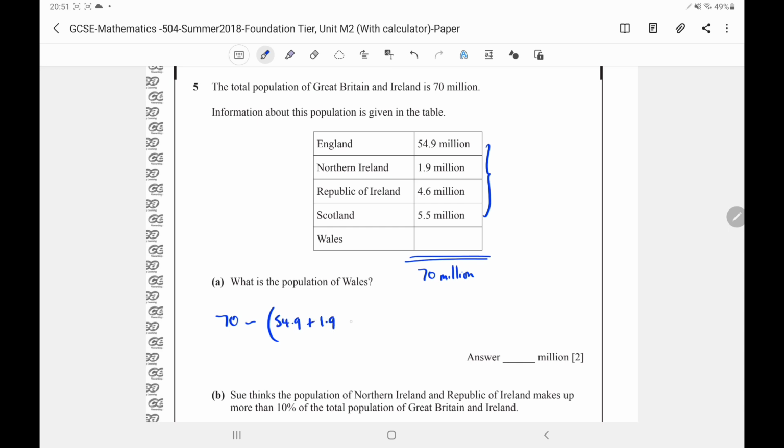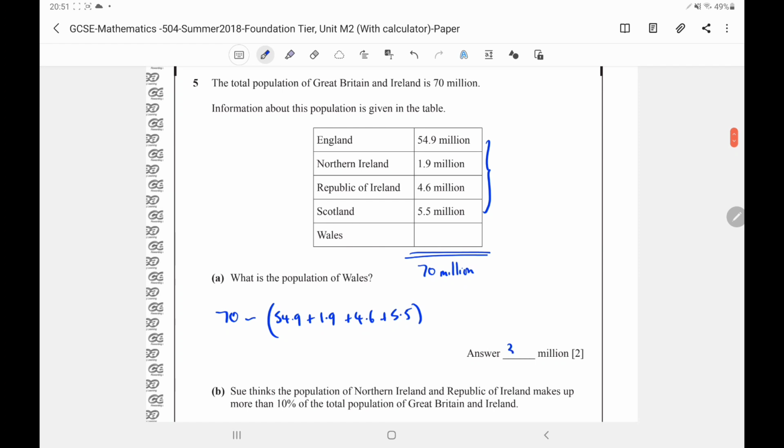So when you add these up, 54.9, 1.9, 4.6 and 5.5, and then subtract from 70, you should get 3.1, because adding these up gives us 66.9. So in here, 66.9.